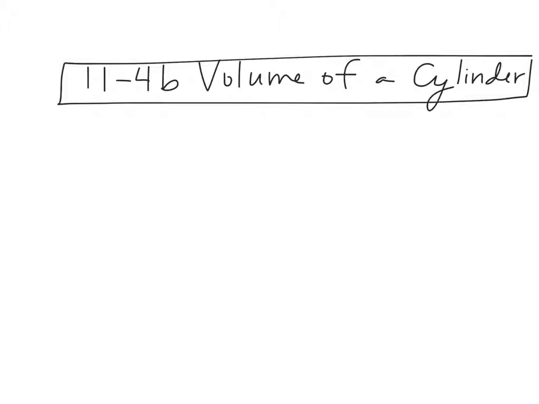B is the volume of a cylinder. Can you give me a situation, something in your life that is cylindrical? A soup can is a cylinder. A water bottle is often a cylinder. So there are lots of cylinders in your world. We are going to find the volume of it.